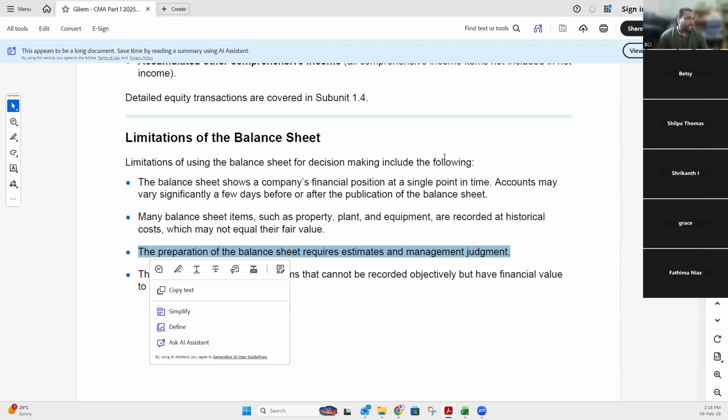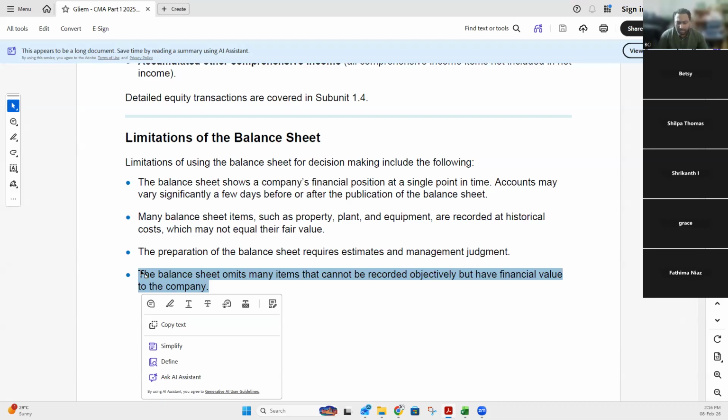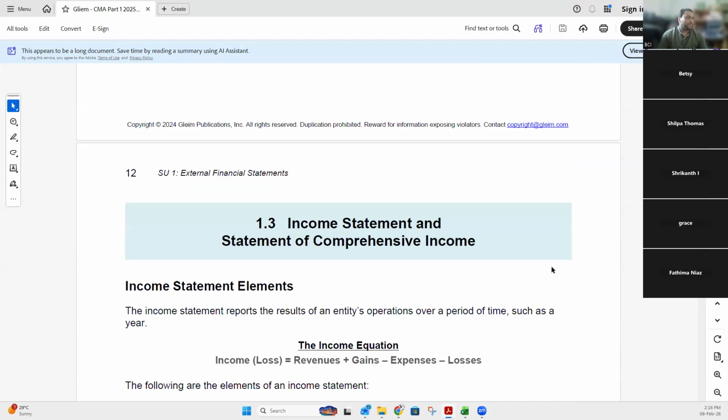Now, the balance sheet omits many items that cannot be recorded objectively but have financial value to the company. One example is providing training to employees. Basically, it's a value addition to the company, but you are not showing it in the balance sheet. It's expensed out, yet it has a value to the company also, right? The training which you provide. That's one example.